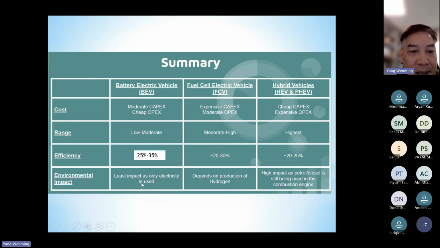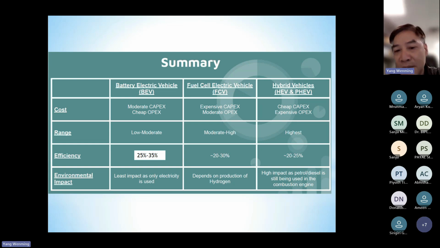Okay, so the next one is environmental impacts. The electric vehicle has the least impact because only electricity is used. If we use renewable energy to produce electricity, then no emissions will be produced, correct? Fuel cell electric vehicles depend on the production of the hydrogen. If you use renewable energy to produce hydrogen, then you can assume this kind of fuel cell vehicle also doesn't produce any carbon dioxide, correct?